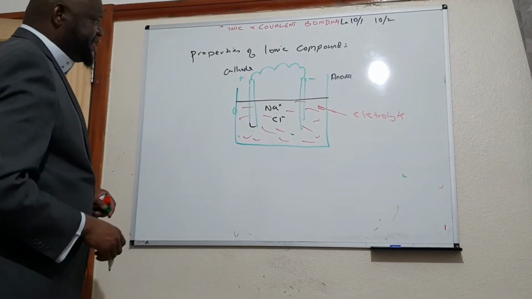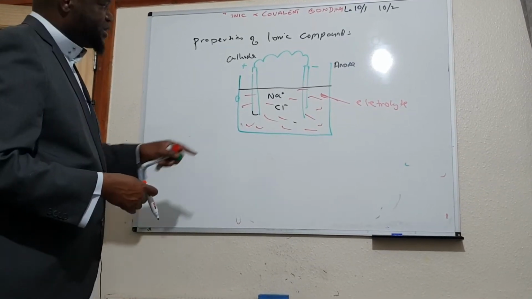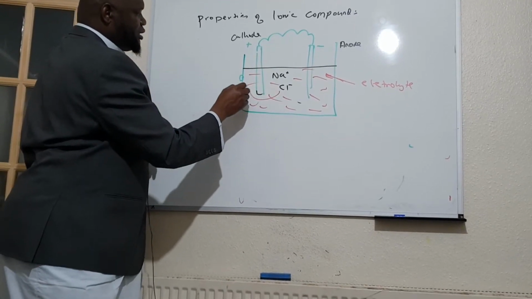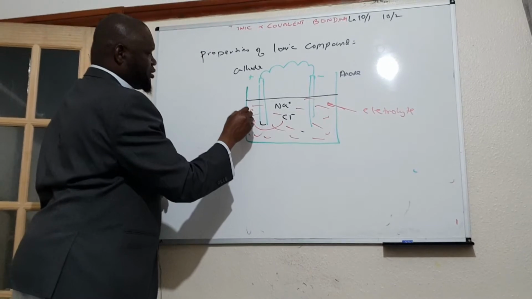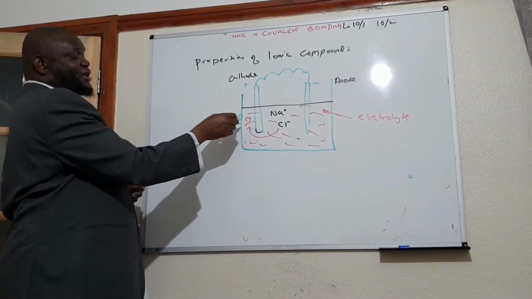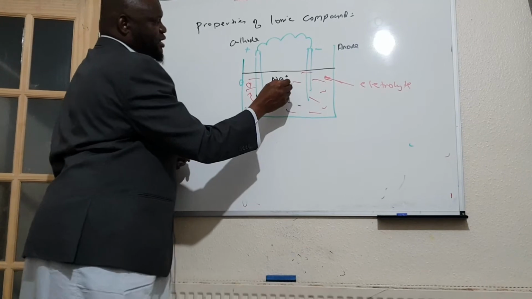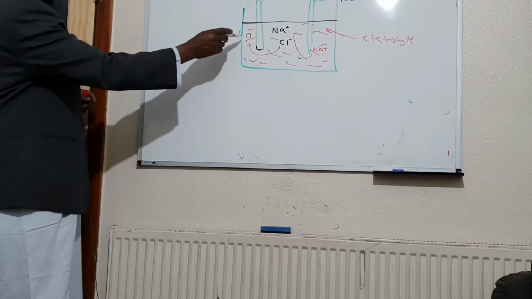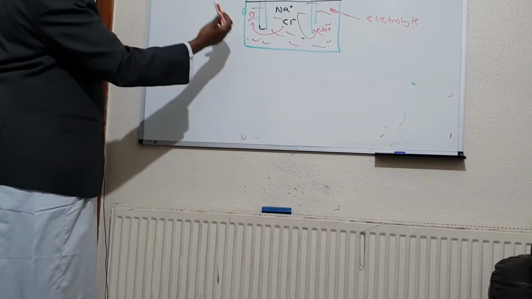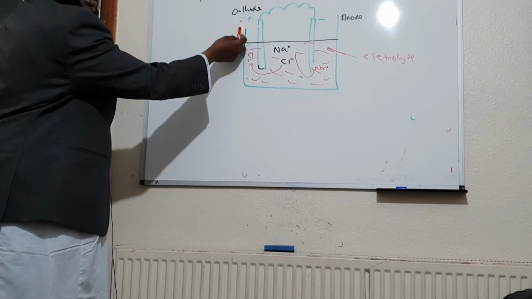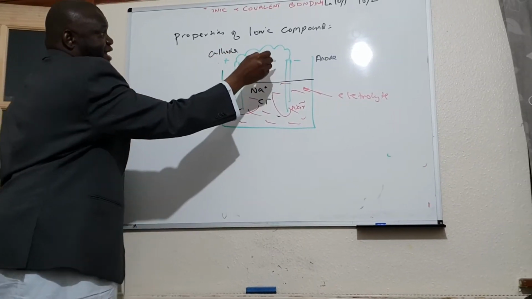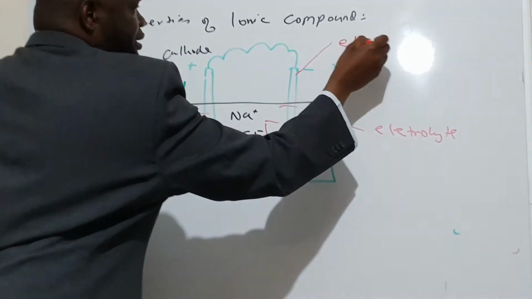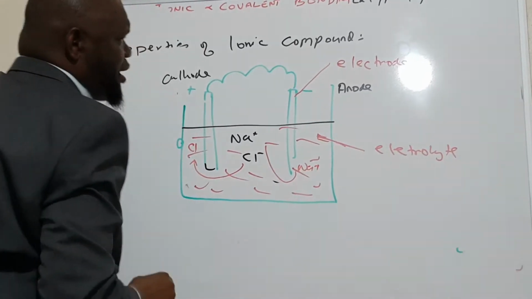So basically what happens is, when electricity is applied, these ions start moving. So the negative chloride ions will go to the positive anode. When they go to it, they lose electrons. These ones will be attracted to that one. Chlorine, because it's negative, goes to the positive anode. These things are called the electrodes, and the solution is the electrolyte.